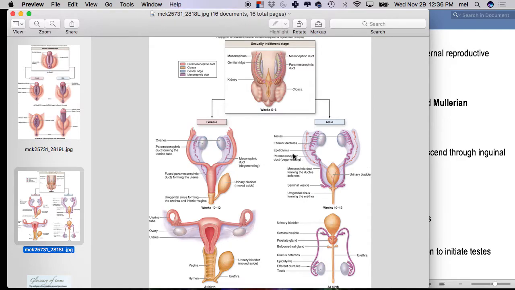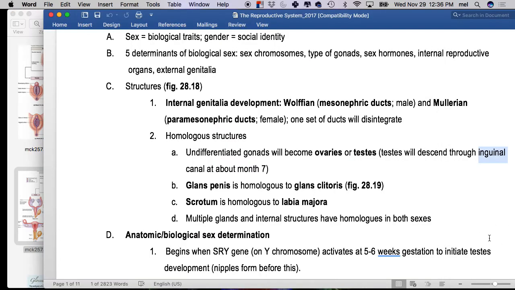Notice they started out the same, right? Eventually, if they develop into testes, they'll drop through the inguinal canal, but they are the same anatomical structure. Your glans penis is going to be homologous to your glans clitoris. Your scrotum is going to be homologous to your labia majora. And you've got internal erectile structures and glandular structures that are also homologous, but we haven't learned those yet. We'll get those in just a second.